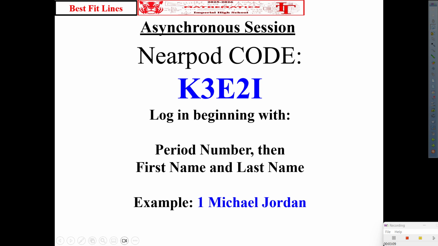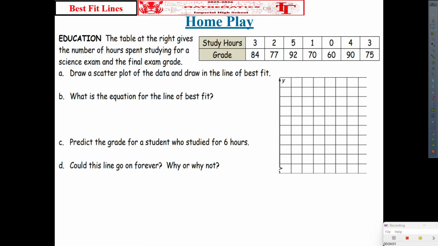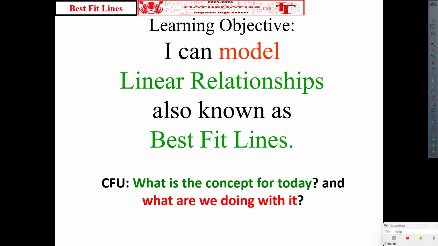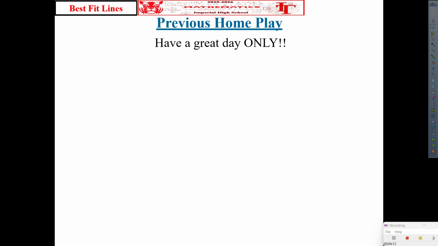So then you got home, you got your flaming hot Cheetos or Takis, whatever, and then all of a sudden Nearpod, type in the code, and then you scroll through each of the slides. Some of the slides are going to say to write on them, just scribble something so you can move on to the next slide, and then till you get to this one that says home plate. All right? So we'll get to that in a little bit. So with that said, last night's home plate was have a great day. Do you guys have a great day?